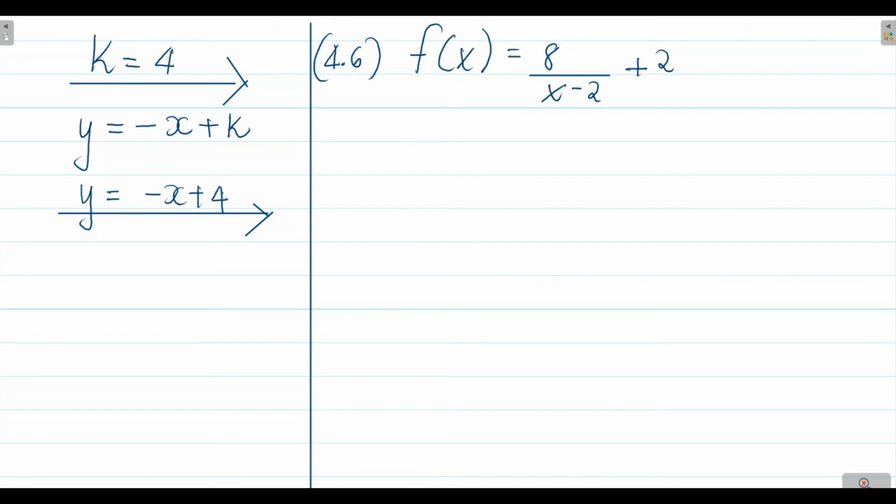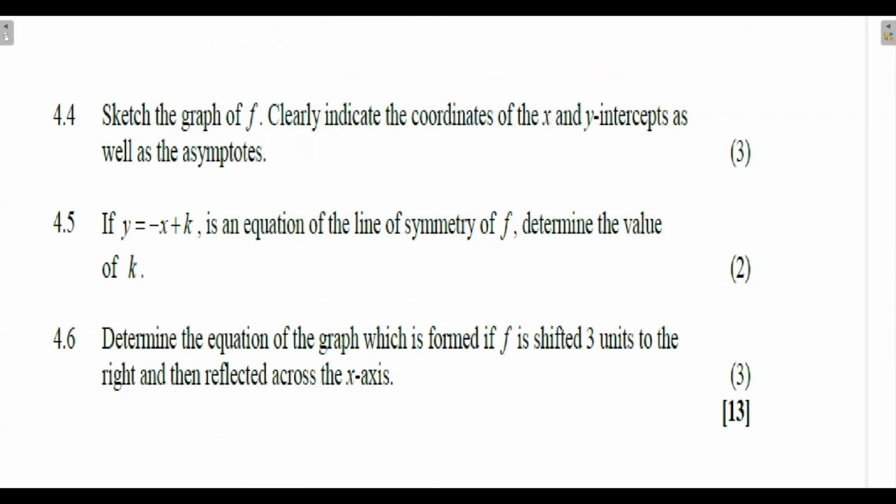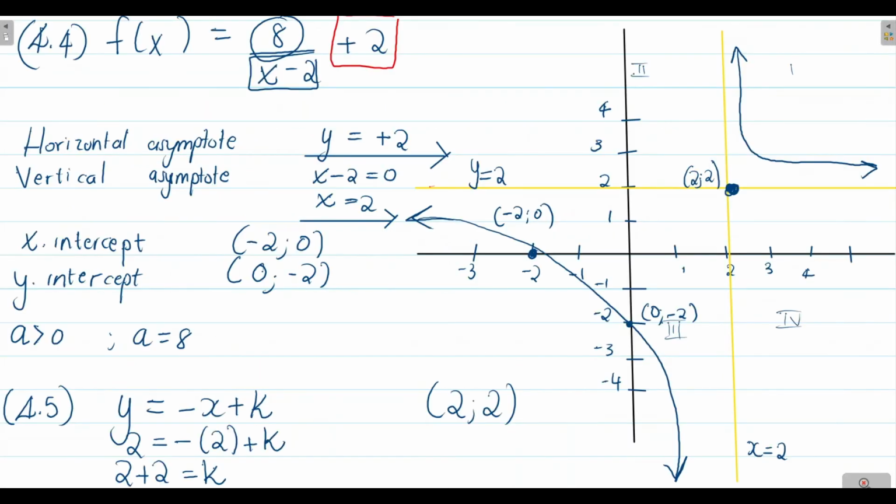Okay, we are told that this hyperbola is actually shifted 3 units to the right. Right? So we've got a horizontal shift, okay? And then it is reflected across the x-axis, right? So when you reflect something about the x-axis, what happens, okay? If you reflect something about this axis, this is our x-axis, what changes? Your y values change, right?